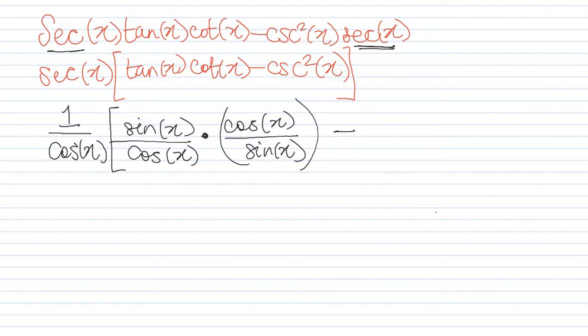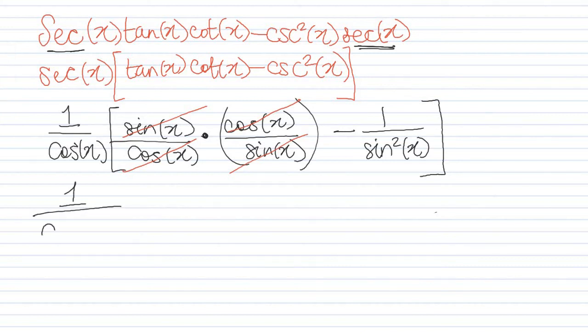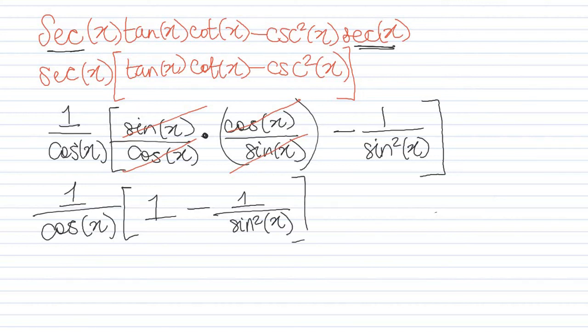So you have 1 over 1 minus 1 over sine squared of x, right? Since that was what we have, guess what? We wanted to simplify, right? Well, we have cosine divided by cosine and sine divided by sine. You can see how excited we are. So 1 over cosine of x is the same thing as 1 minus 1 over sine squared x. And yeah, that is the answer.